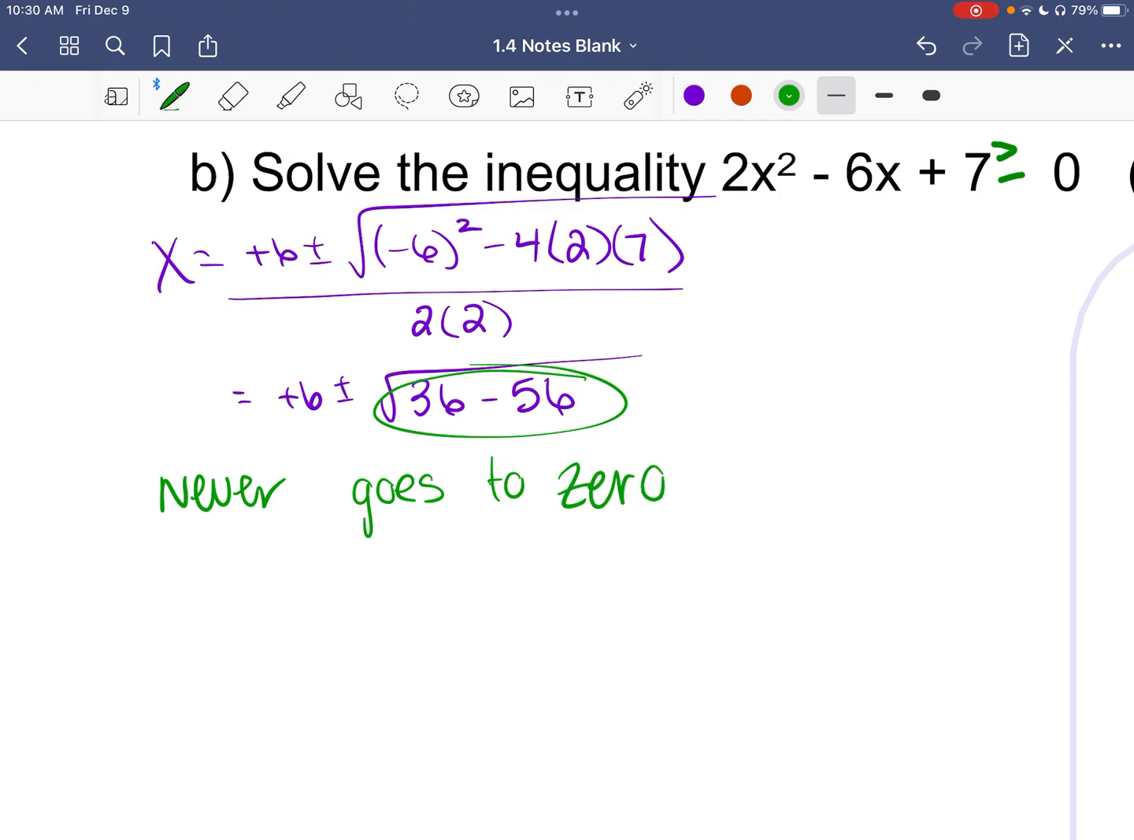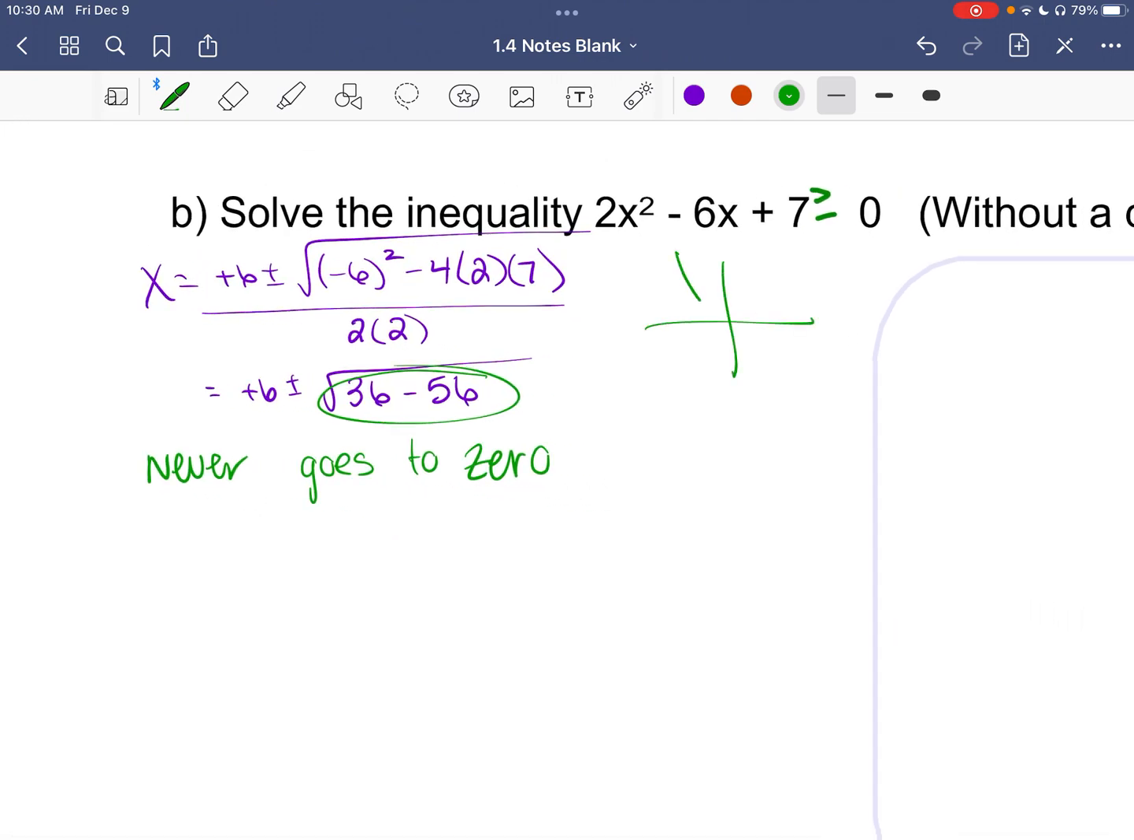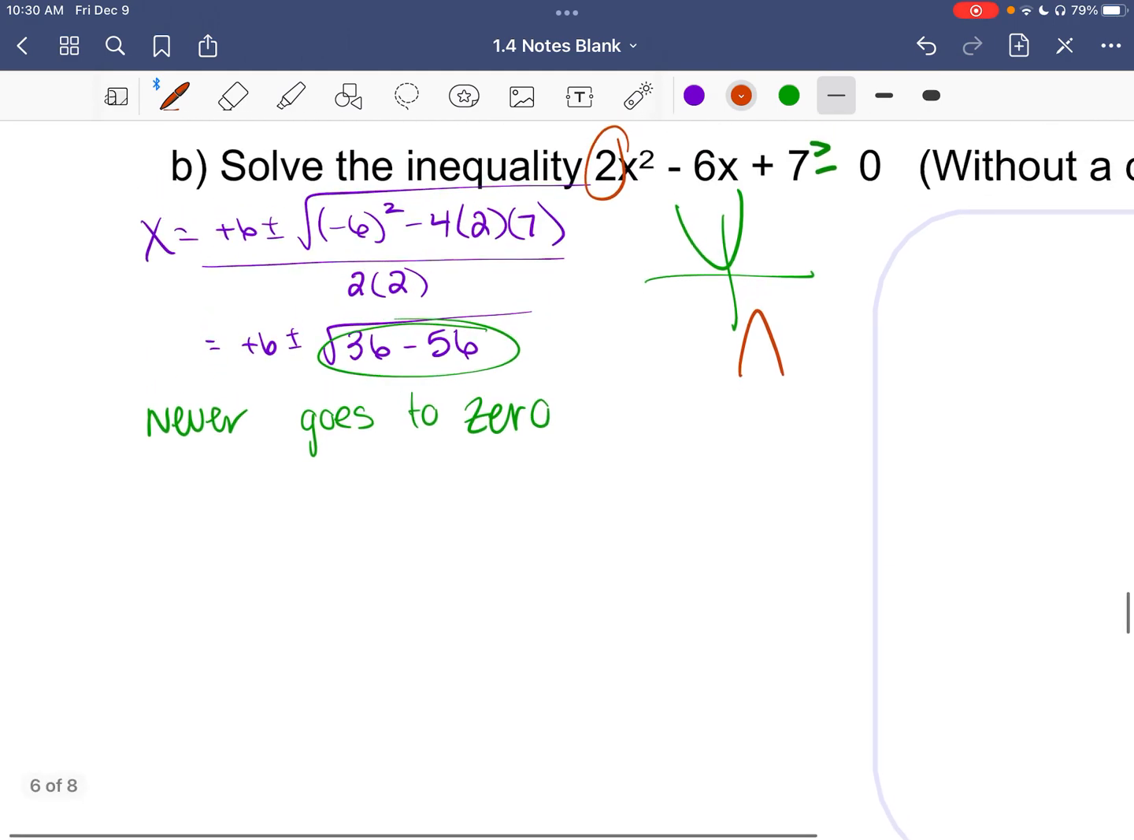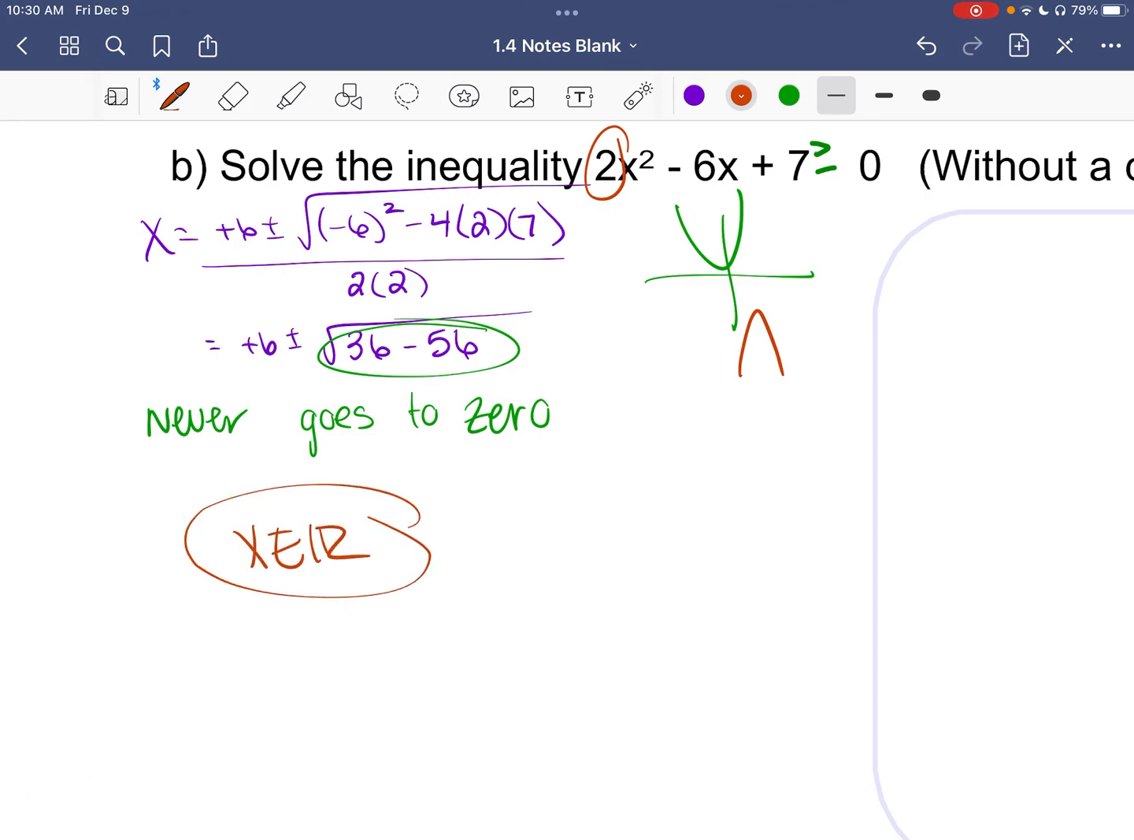Which leaves us with two options. Either our function is doing something like this, where it's positive the whole time, or it's doing something where it's negative the whole time. How do we determine that? Our a value. If our a value is positive, then our function is positive. So to solve this, our function is always positive and it never goes to 0. So x is an element of all real numbers. There's no solution in which it's not always positive, basically. You could also say -infinity to +infinity. That would also be an acceptable answer.